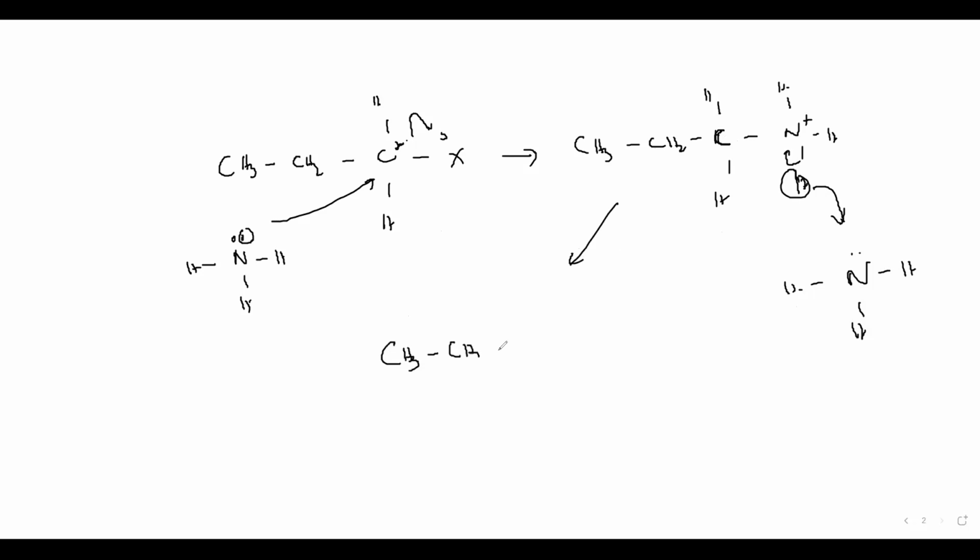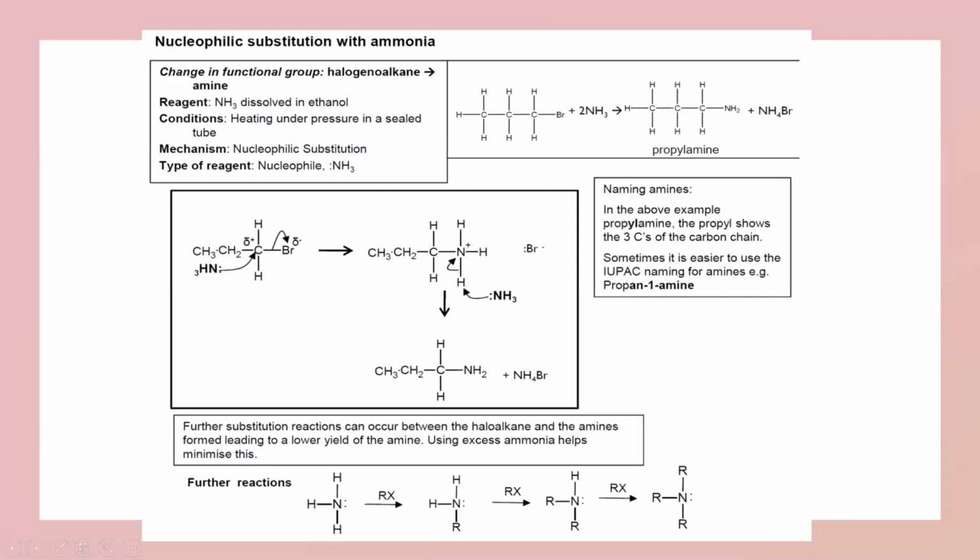CH3, CH2, CH2 and NH2. That is called amine. So it will form propylamine, plus NH4, the ammonium ion, is there, and that can react with the halogen ion which was removed from the beginning, so it will be attached. So ammonium bromide is formed as a product.